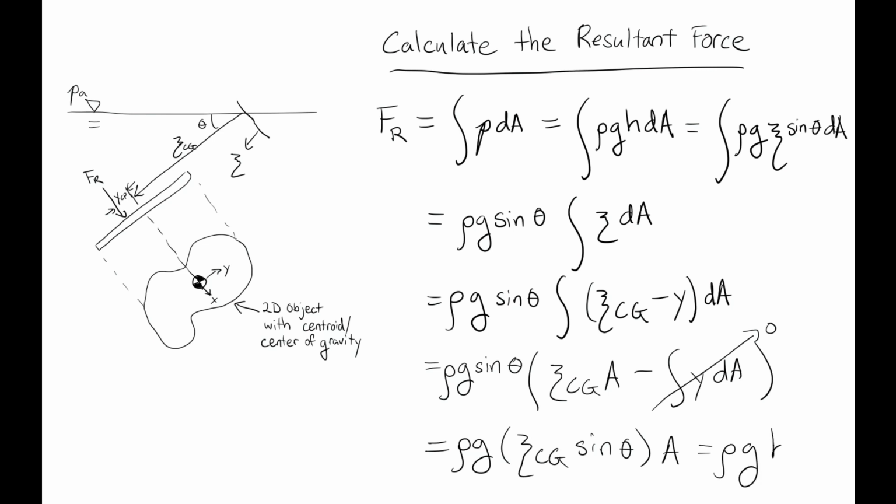And so the final result is that you can calculate the resultant force very, very easily by just taking rho gh, where h is the depth at the centroid of the submerged object, times the total area of the object.